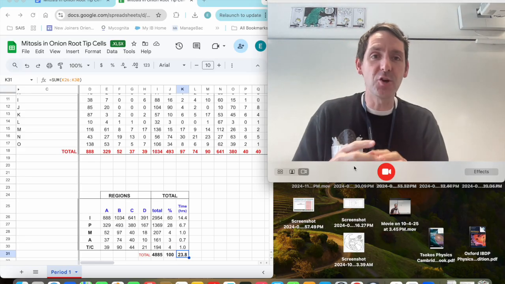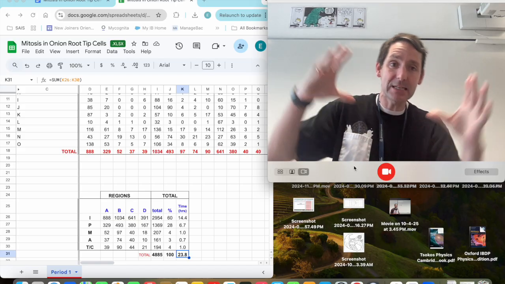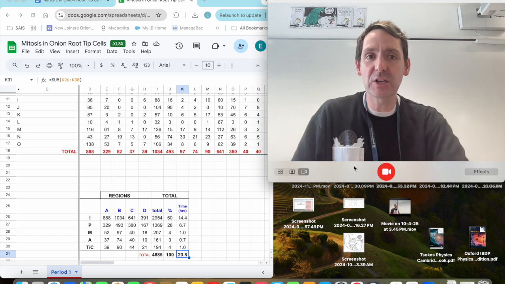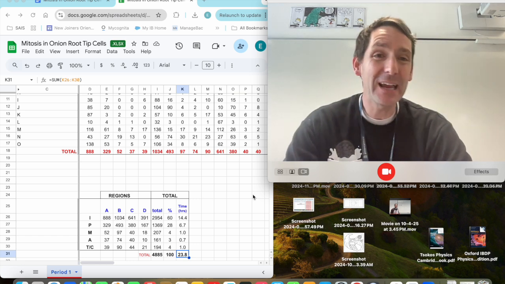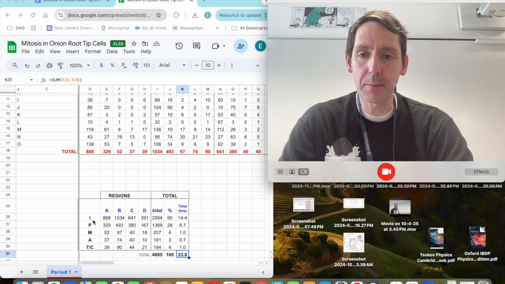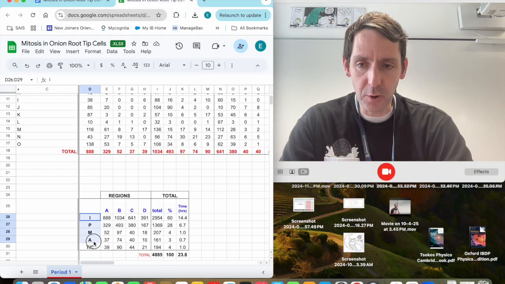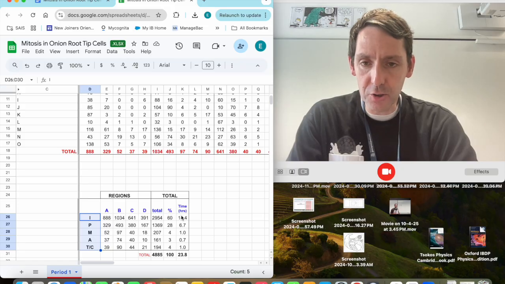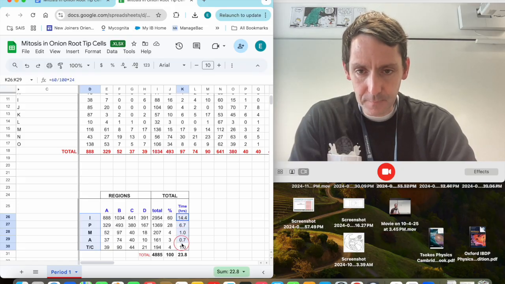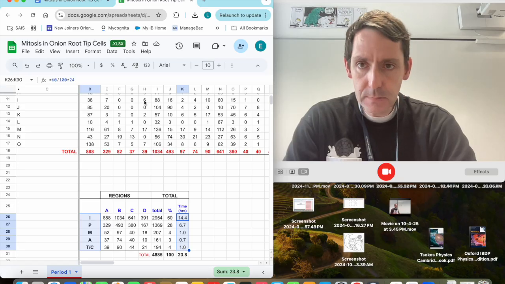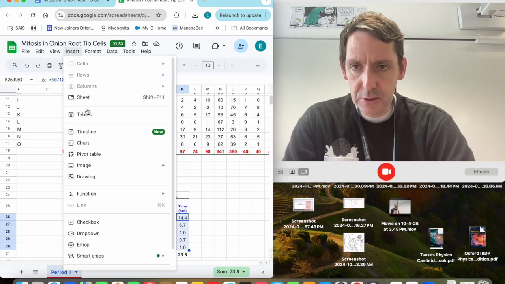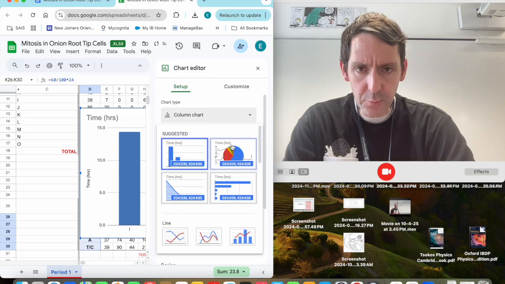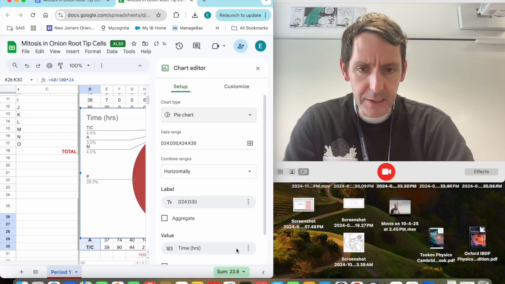And you notice that as I'm talking about pieces and the whole, I am kind of demonstrating a circle here. So what I'm actually going to do is ask it to do a pie graph for me, all right? So I'm going to take my interphase, prophase, metaphase, anaphase, telophase. I'm going to highlight those. And then I'm also going to highlight these 5 right here. And I'm going to go Insert, Chart. And I'm going to tell it that I would really kind of like a pie chart.